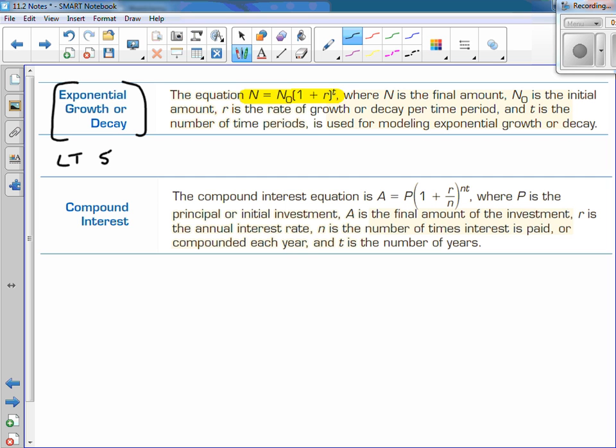So N is the final amount. N naught is the initial amount, so what you start with. R is the rate of growth or decay. Here's some notes about R. R is going to be given to you as a percent. You need to write the percent in decimal form in this equation.